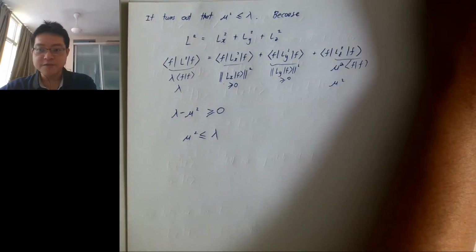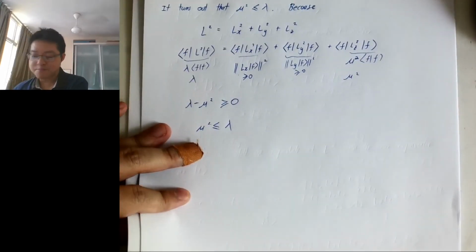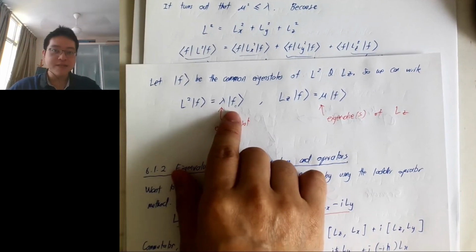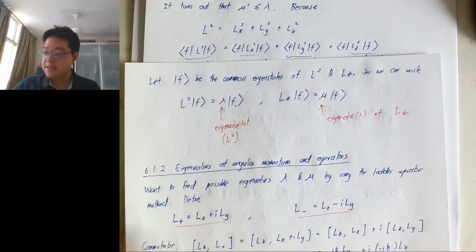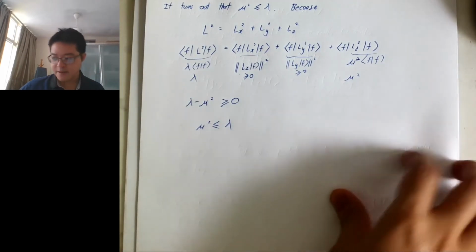Still don't know what f is? Yeah, we don't know. That's the whole thing. We just know that it is some eigenstate that satisfies this equation. Whatever this is, it is some ket that satisfies this equation. That's all we know so far. So don't worry about that.